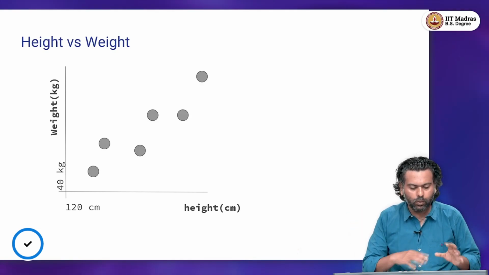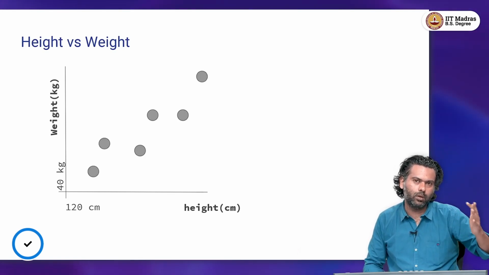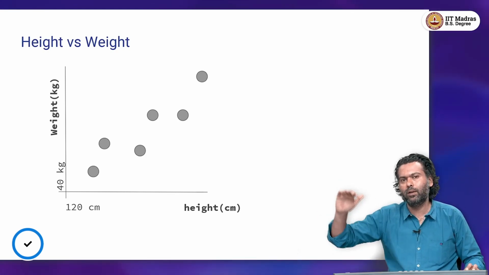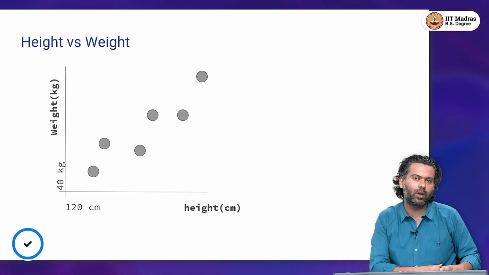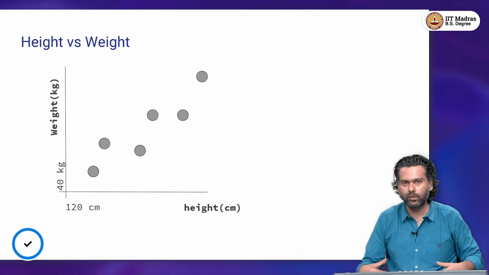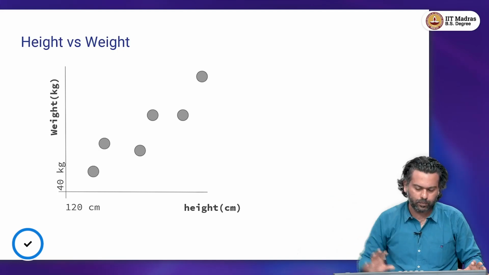Now you might get some points like this, right? So some people who are perhaps shorter, with lower weight, some people who are taller with higher weight, and there could be other deviations also, right? So there might be some short people who are on the heavier side, some tall people who are on the leaner side. All those things can happen, but on an average you're going to see a spread like this.